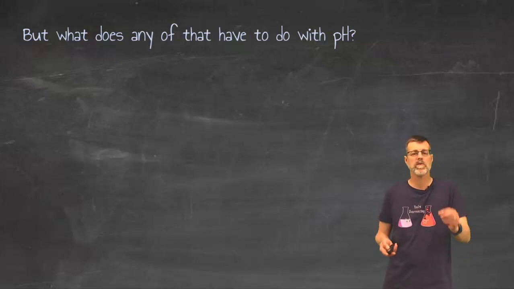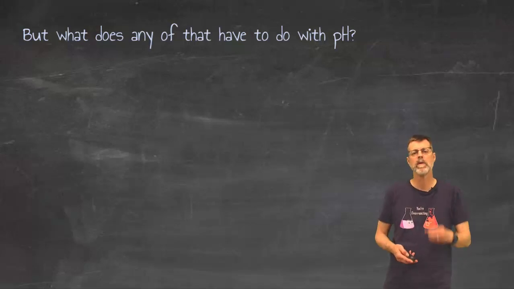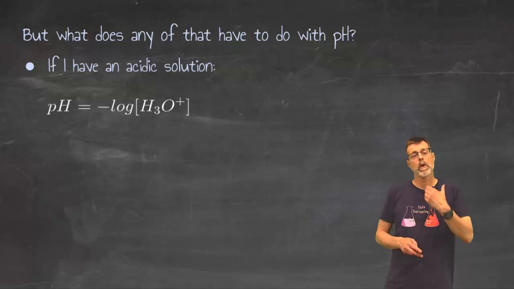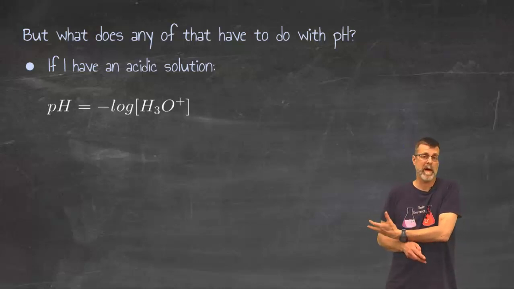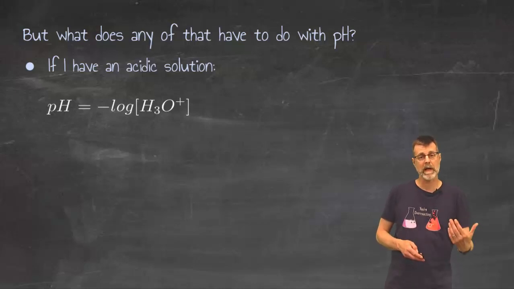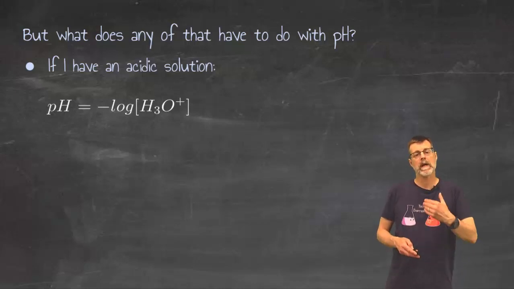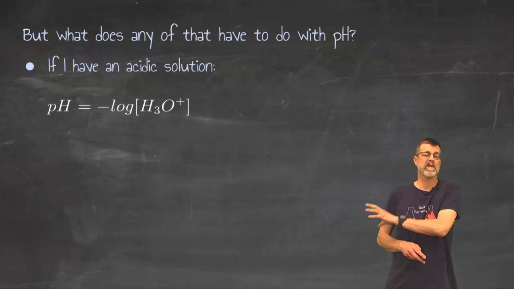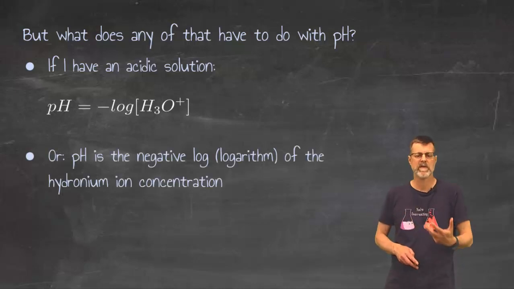Sure, you can take a pH meter or pH paper and dip it and it'll tell you the value, but what does that value actually mean, other than that it's acidic or basic, or how acidic or how basic? If we have an acidic solution, we're going to have this mathematical formula, where pH is the negative log of square brackets H3O+. We're going to break that down a little bit, because there's a lot of notation in there that we probably haven't seen yet.